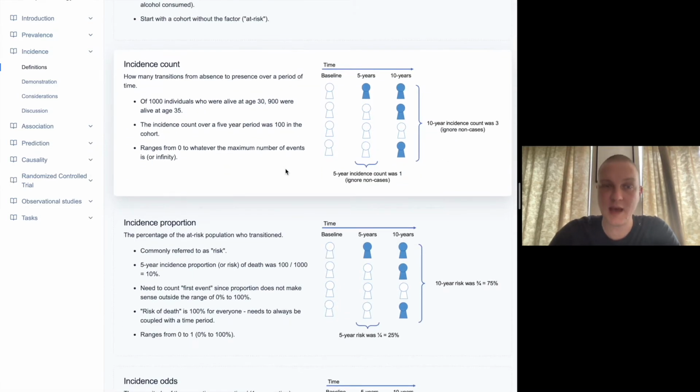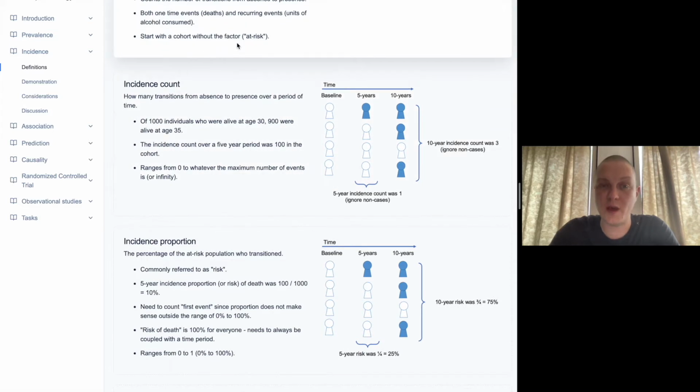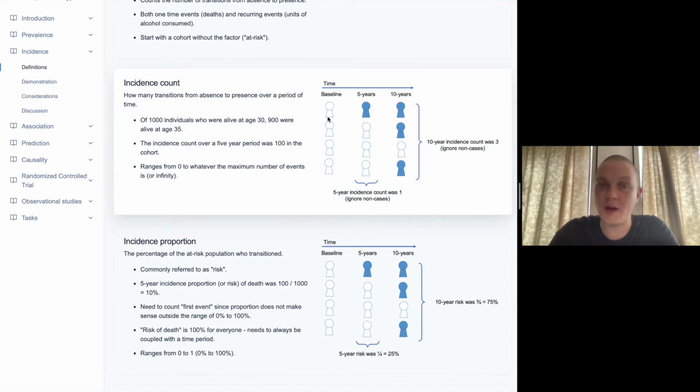We have the incidence count. How many transitions from absence to presence over a period of time? Here we see at baseline, we have 4 participants in our study, and none of them have the disease or factor. As I said, we start with a cohort without the factor. These individuals are at risk. After 5 years, the incidence count is 1, because there's one individual that transitioned to being a case. It's a count, so we ignore the ones that did not transition. So we could say the 5-year incidence count was 1.